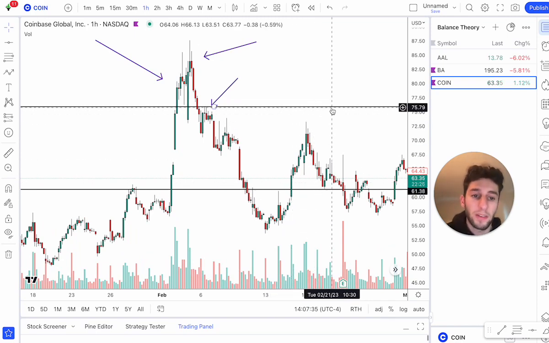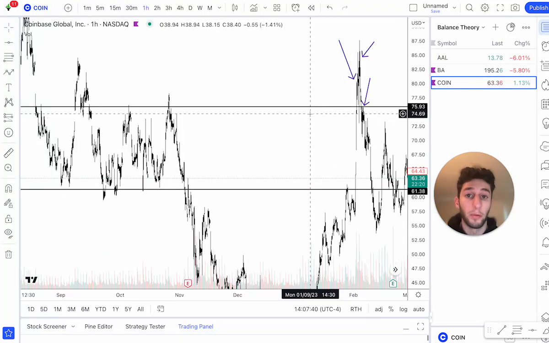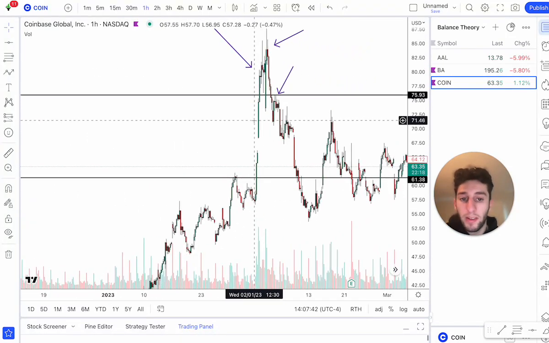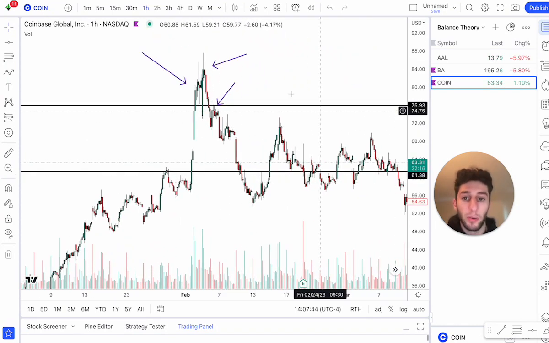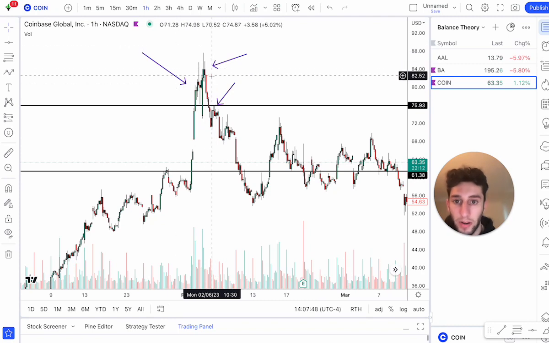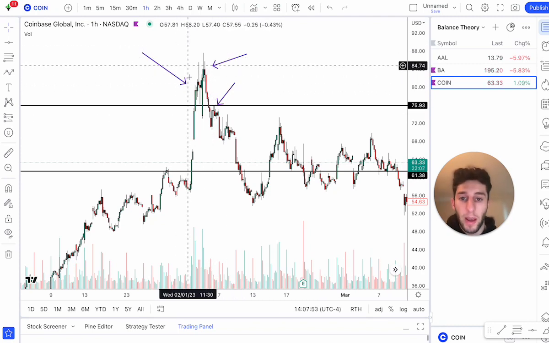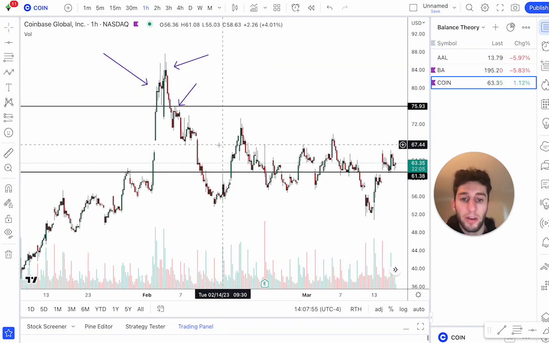We don't quite hit that 75 level. Again, it's not perfect, right? These levels are not perfect. It's general zones. But you still see the idea, right? You understand what's happening here. You understand that retail is buying up here while institutions and hedge funds are shorting up here, right? And it's just, that's all that's being played. That's all that's happening. It's just a continuous rotation, right?